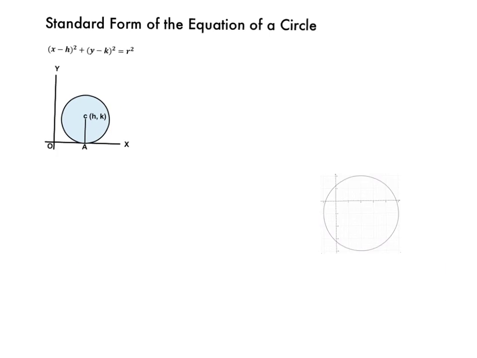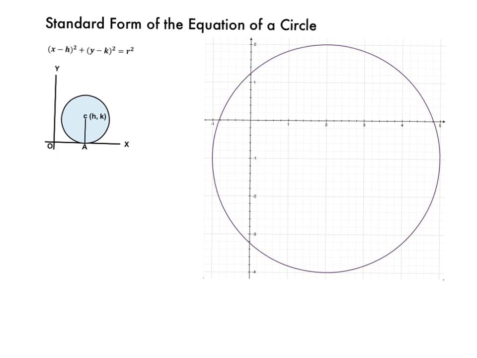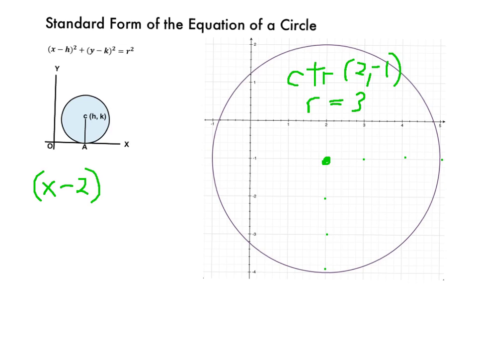So if we were to look at this graph, let's figure out the equation. Okay, well, we have a center of (2, -1), and we have a radius of 3. So if our center is (2, -1) and our radius is 3, we can get a formula. We get the equation (x - 2)² + (y - (-1))², which is (y + 1)², equals your radius squared.